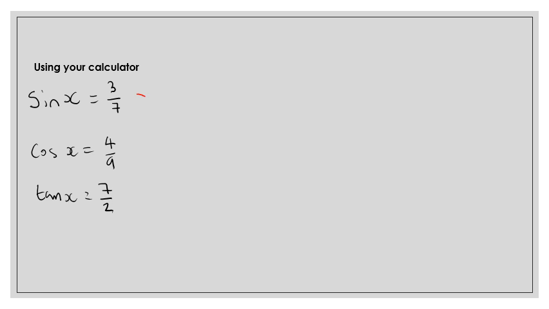So what we need to do here, we get sine x equals 3 over 7. We're going to rewrite this to make it x equals. And to do that, we need to undo sine. Now, we can't divide by sine. What we do is the inverse of sine. The inverse of sine is sine to the -1. And then this 3 over 7 means 3 divided by 7. So if you have a go at doing these two underneath for me.